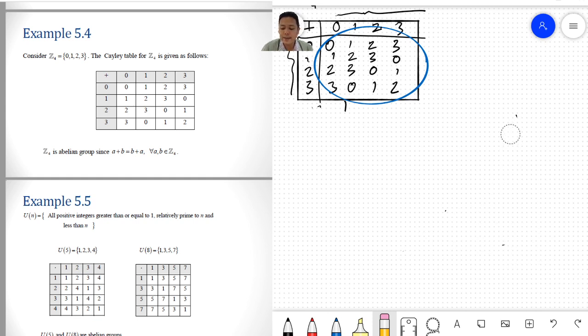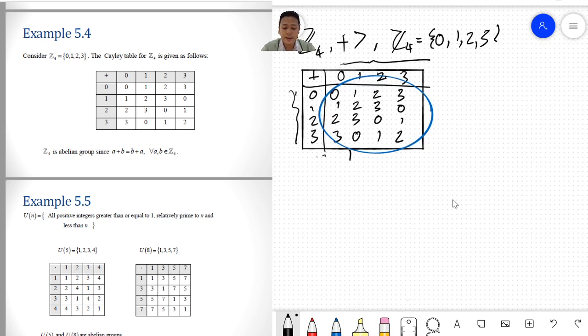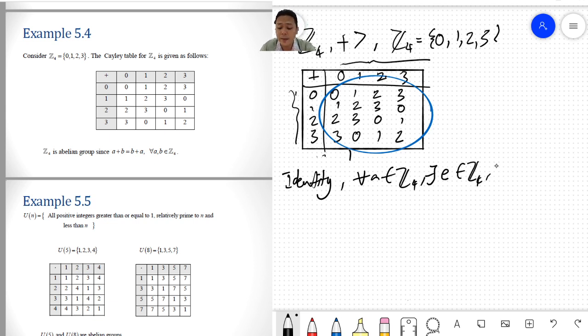Is there an identity inside here? Identity, again, it means for every element inside this Z4, there exists some identity also in Z4 such that this happens: A, E equals to E, A, you get back A.